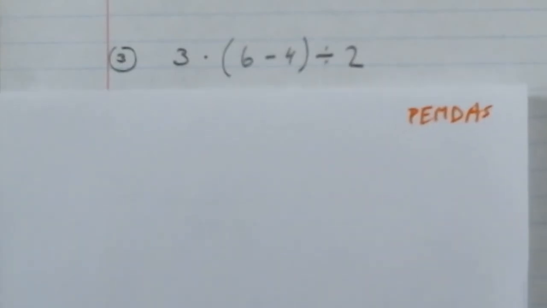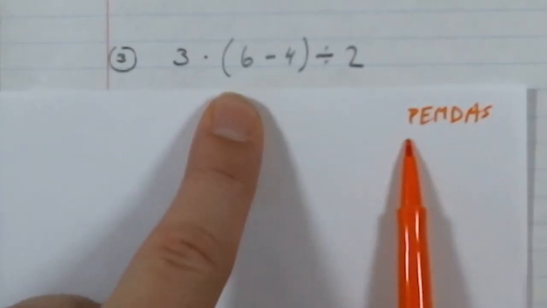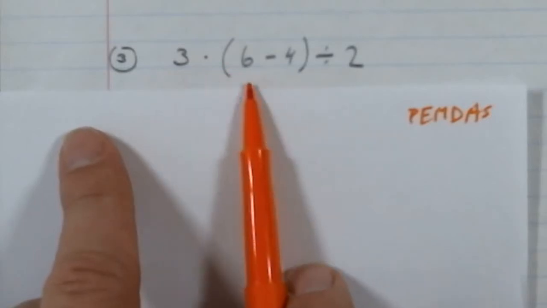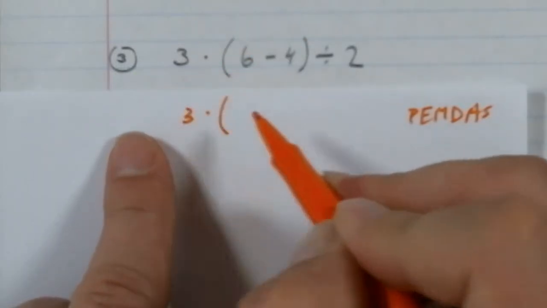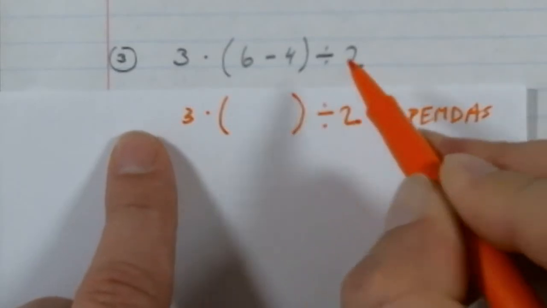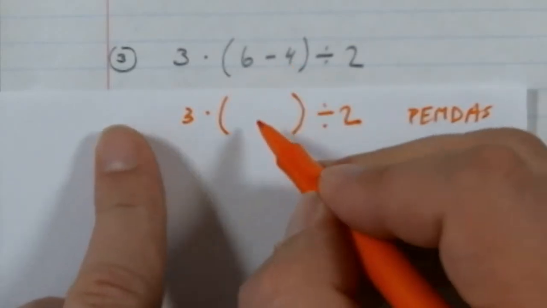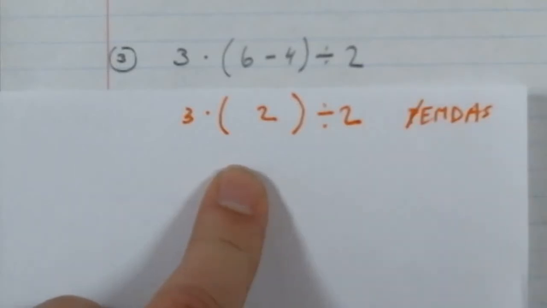Okay, so first thing is first. Do I have parentheses? This time I do. So 3 times whatever this is divided by 2. So let's see. 6 minus 4 is 2. Okay. So parentheses is gone.